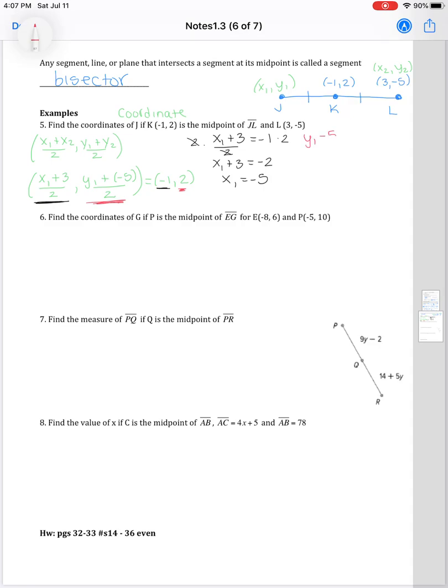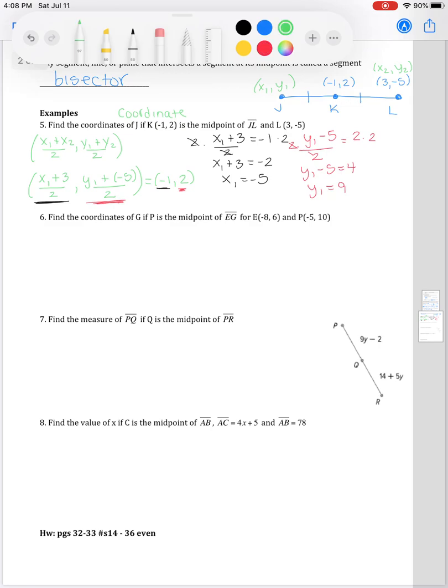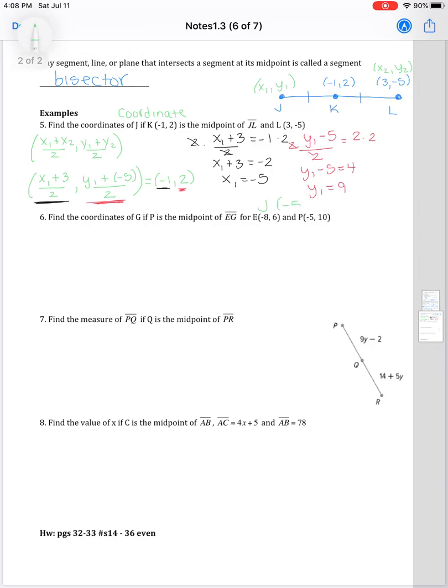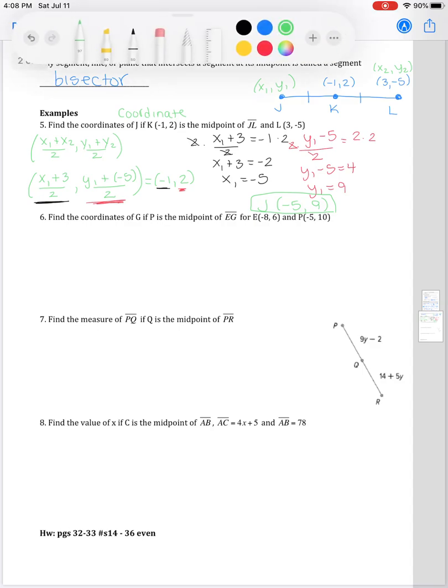For the y value, we know that final answer has to equal 2. So (y1 minus 5, instead of plus negative) over 2 is equal to 2. I'm going to multiply by 2 on both sides. So I get y1 minus 5 equals 4, and add 5, and I end up with 9. So the final answer for this is saying, okay, what are the values at J? Well, J is x1, y1, and we just found those. So x1 is -5, and y1 is 9. And there's your final answer.